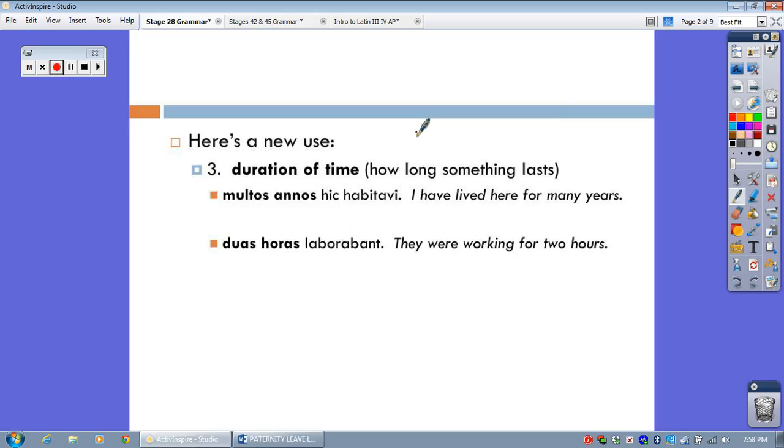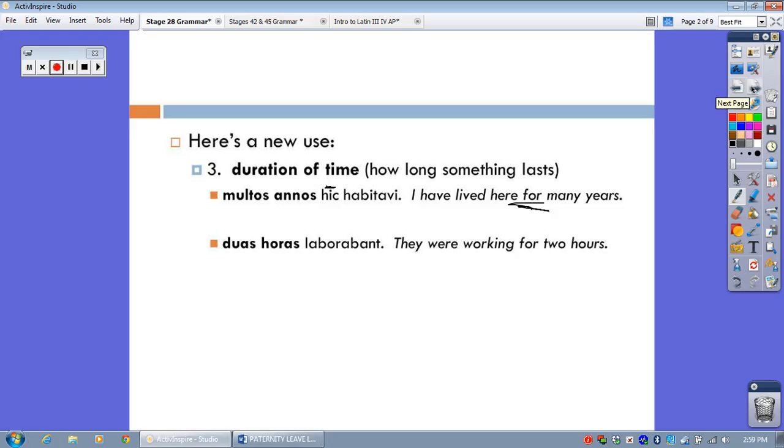As in, multos annos hic habitavi, I have lived here for many years. Hic, by the way, I forgot to draw the long marks. It has a long mark over it. Hic, without the long mark, means this, but hic with a long mark means here. So multos annos there would be an accusative of duration of time, for many years. Look at the next one, duas horas laborabant. They were working for 2 hours. Duas and horas, both accusative. So accusative words that deal with time express duration of time, and they're usually translated as for. Okay? That's not hard at all.